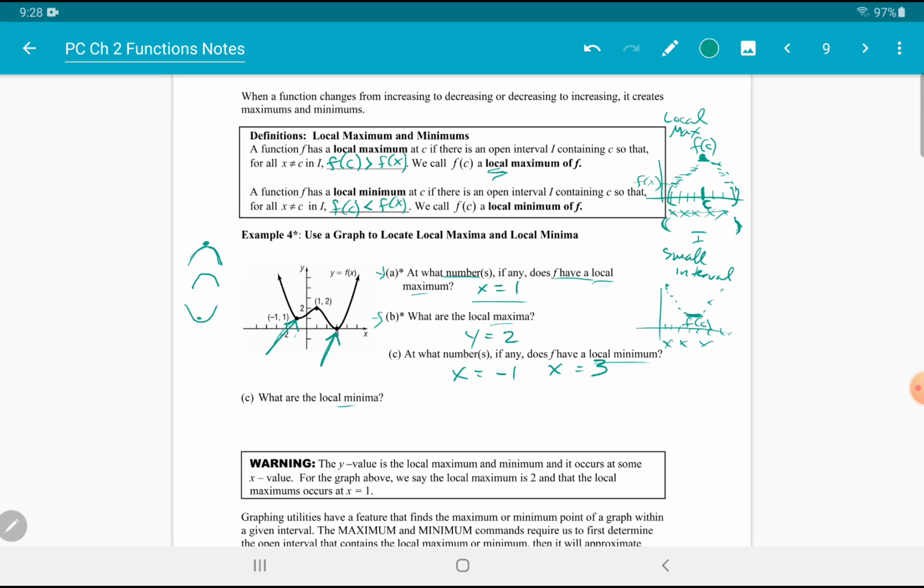What are the local mins? Well, let's look at the y values. When x is -1, the y value is 1. When x is 3, the y value is 0. So those are our local mins.